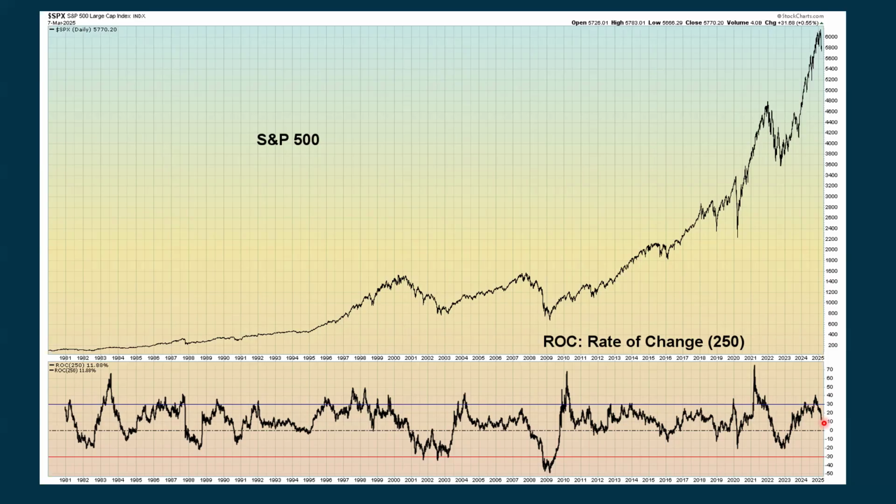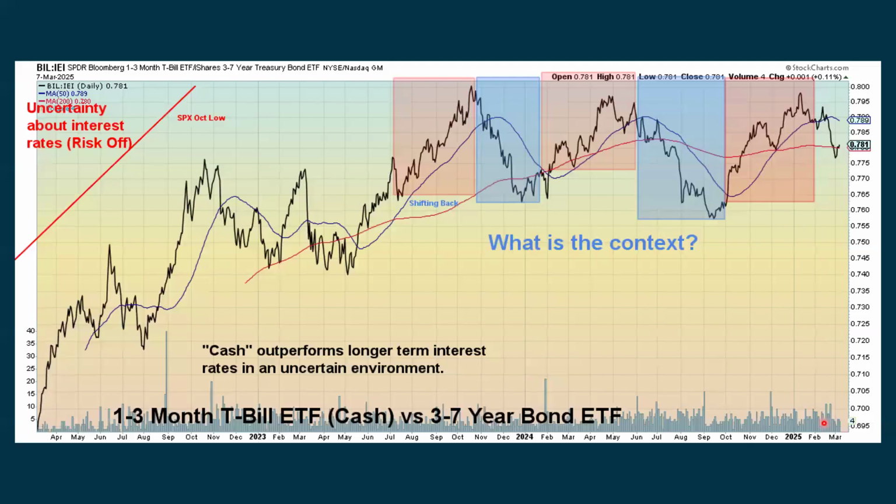And we keep an eye on bonds and we try to look for the context of this chart. This is cash, 1 to 3 month T-bills.